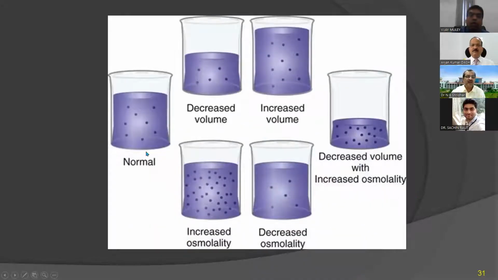So suppose there is a liquid, or any other liquid, put in a beaker, then the total volume decreases less, and increased osmolality will distribute more and more ions here, whereas decreased osmolality is also going to cause a smaller number of ions.